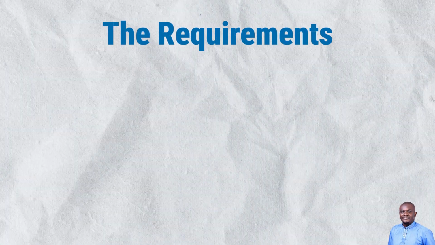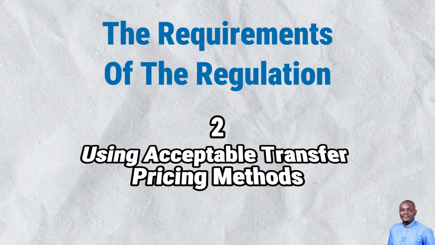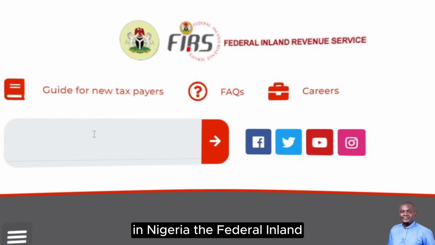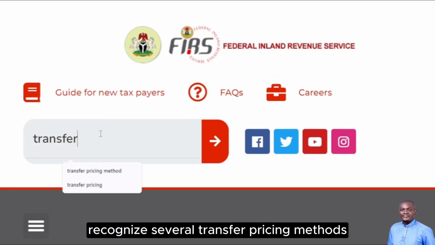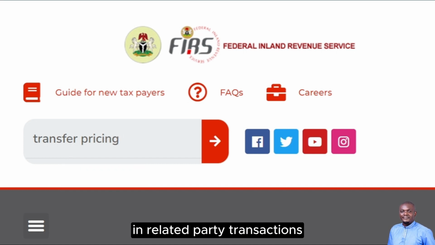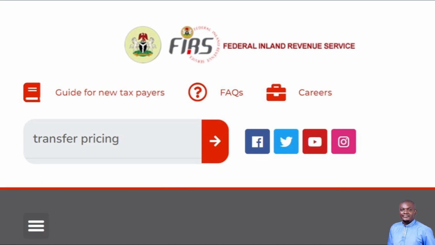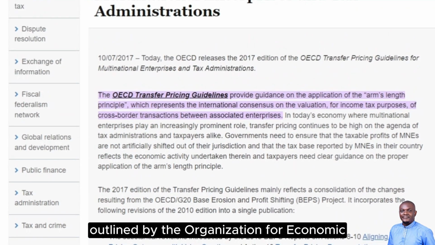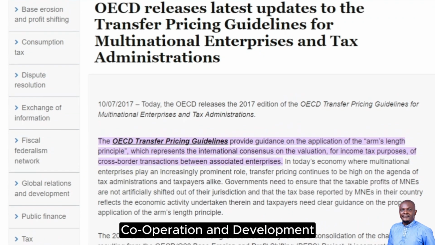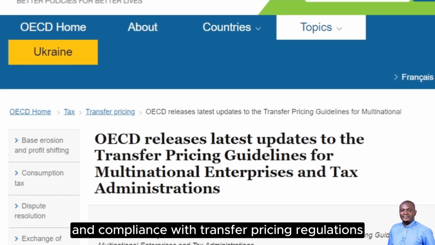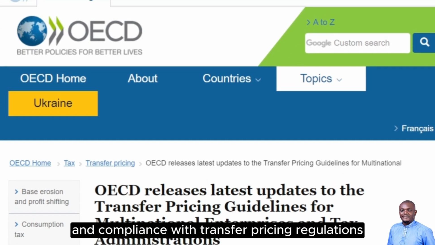Another requirement of the regulation is using an acceptable transfer pricing method. In Nigeria, the Federal Inland Revenue Service recognizes several transfer pricing methods for determining arm's length pricing in related party transactions. These methods align with international guidelines outlined by the Organization for Economic Cooperation and Development (OECD) and are applied to ensure fairness and compliance with transfer pricing regulations.